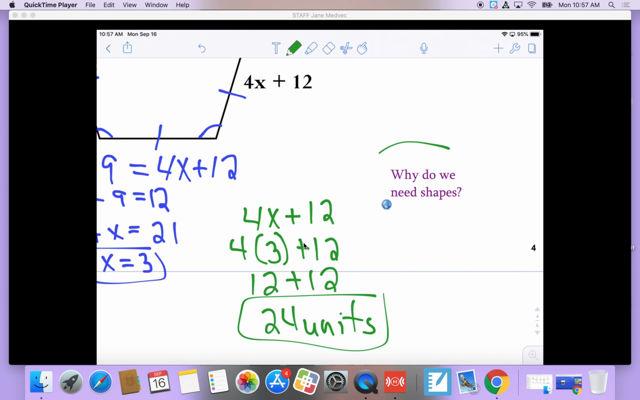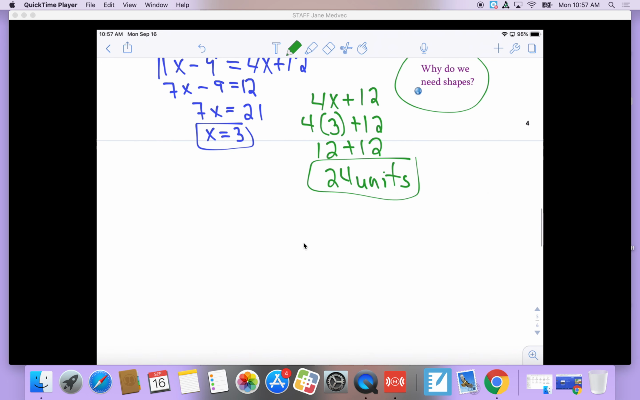Now you're going to notice that off to the side, it says why do we need shapes? That might be something, if you have some spare time, that would be a good thing to look at. It's a video that I found was kind of interesting on why we need shapes.